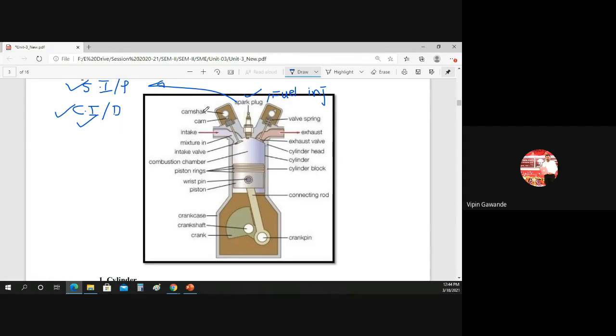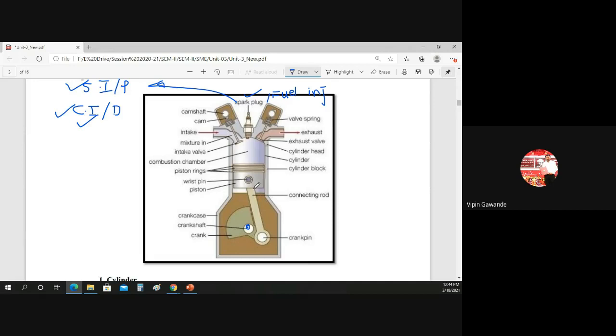Now you should know the different parts. We have the cylinder here. We have the piston. Then we have the connecting rod connected to the piston, and it is connected with the crank, and this is the crankshaft. The crankshaft is connected with the crank. The crank is connected with the connecting rod by means of the crank pin.